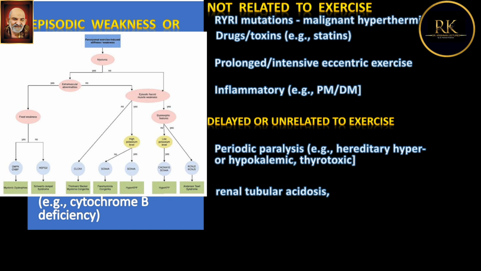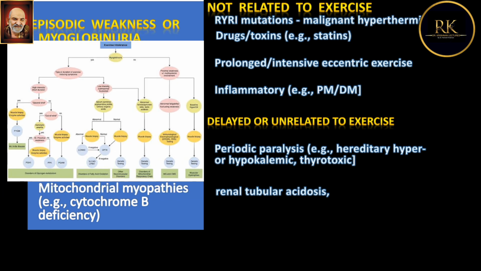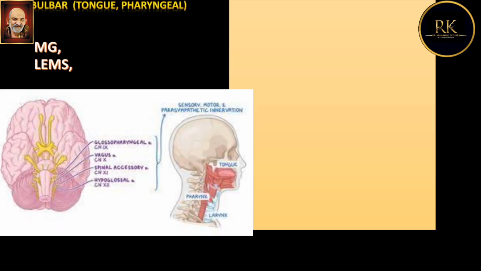If it is unrelated to exercise, the causes include periodic paralysis like hereditary hyperkalemic and hypokalemic paralysis, thyrotoxicosis, as well as renal tubular acidosis. If the patient presents with bulbar, tongue or pharyngeal muscle weakness, the causes include myasthenia gravis and Lambert-Eaton myasthenic syndrome.